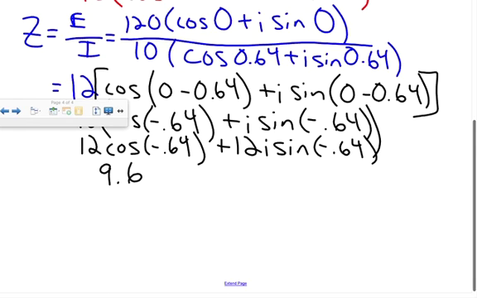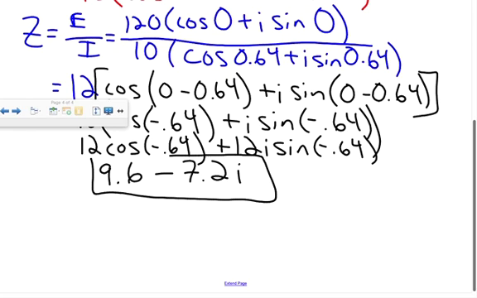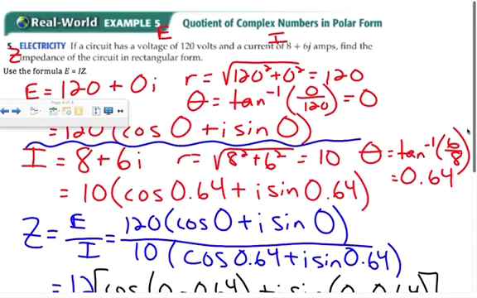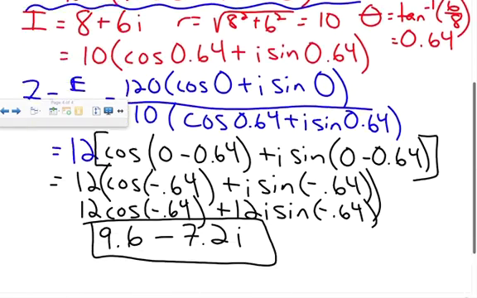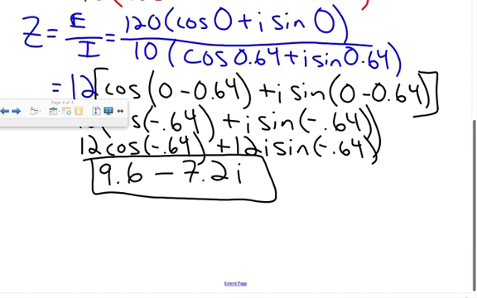Negative 0.64. Take the sine of that. That's a negative number, so I know it's going to be minus, and then times 12. So I have minus 7.2i. And this is our impedance of the circuit. So since it was originally given to me in j, I'm going to change this i to a j.